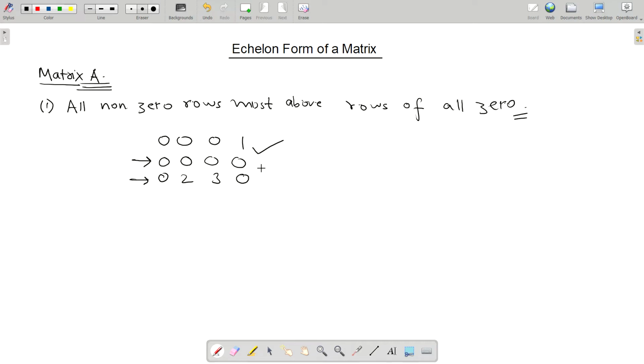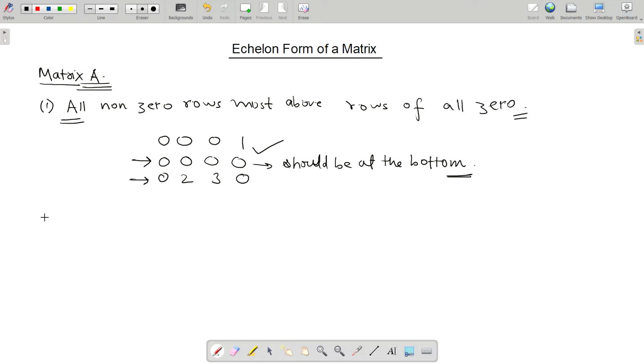So the zero row must not be above any non-zero row. It should be at the bottom. The zero row should be at the bottom for a matrix to be called in its echelon form. Okay, this is the first property that it should satisfy.